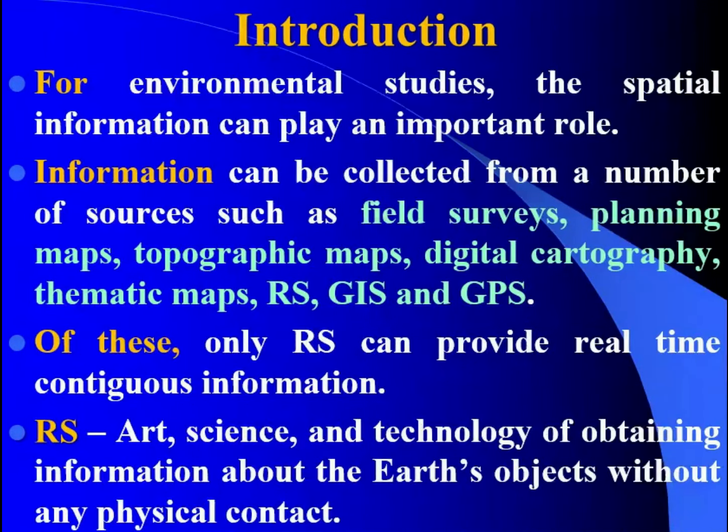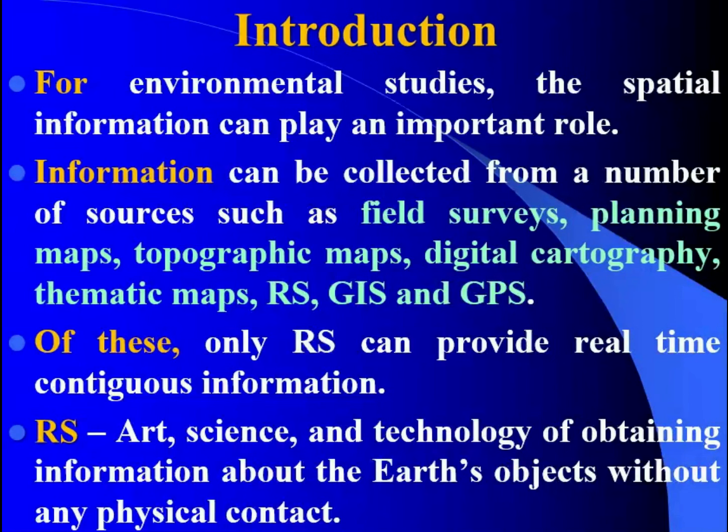For environmental studies, spatial information can play an important role, and such information in general can be collected from a number of sources, such as field surveys, planning maps, topographic maps, digital cartography, thematic maps, remote sensing, GIS, and GPS. Of these, only remote sensing can provide real-time contiguous or areal information.